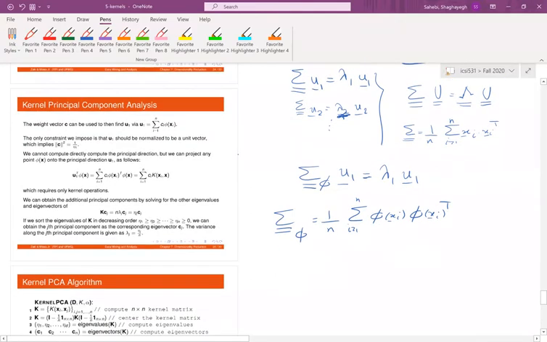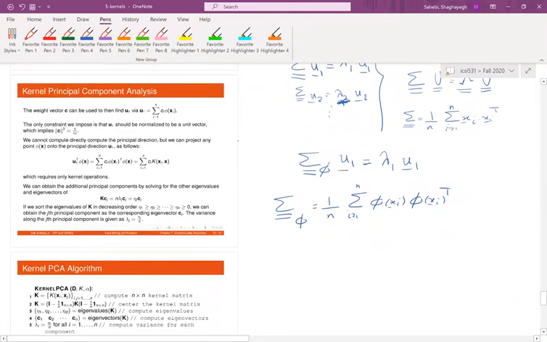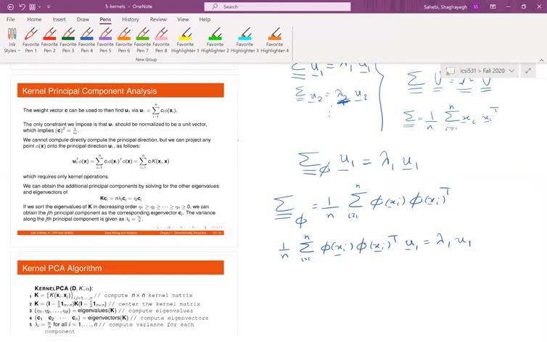Okay, so I can rewrite this eigenvalue, eigenvector decomposition like this. I can say that 1 over n sum of phi of xi, phi of xi transpose u1 is equal to lambda 1 u1. Right, that is our eigenvalue, eigenvector decomposition that we would like to solve.